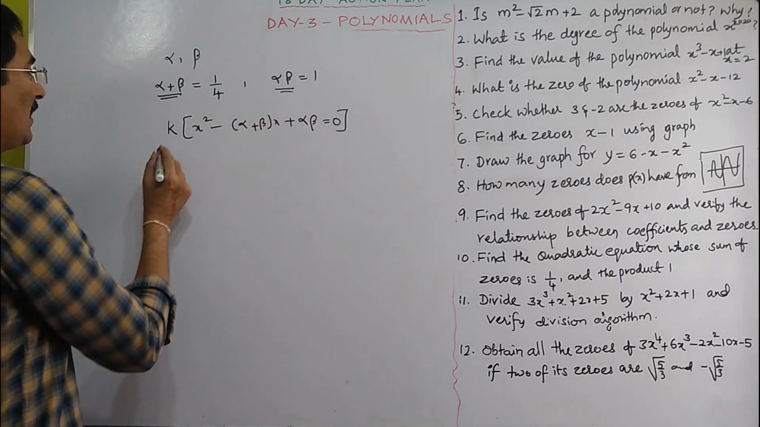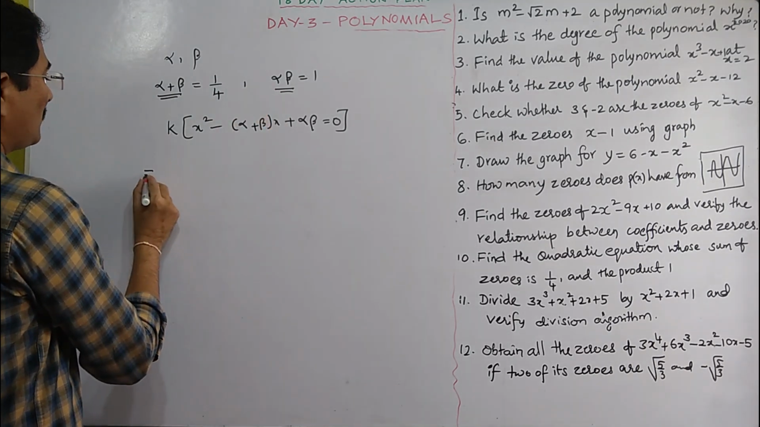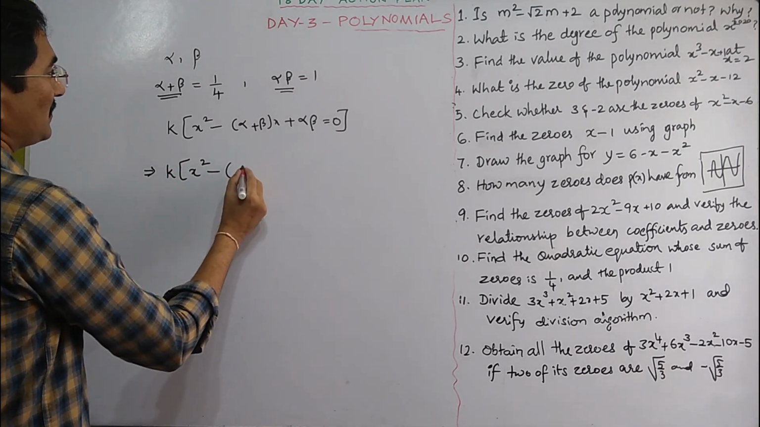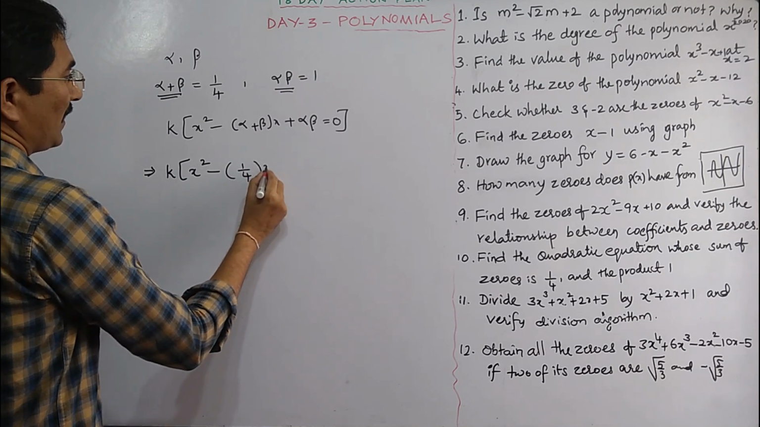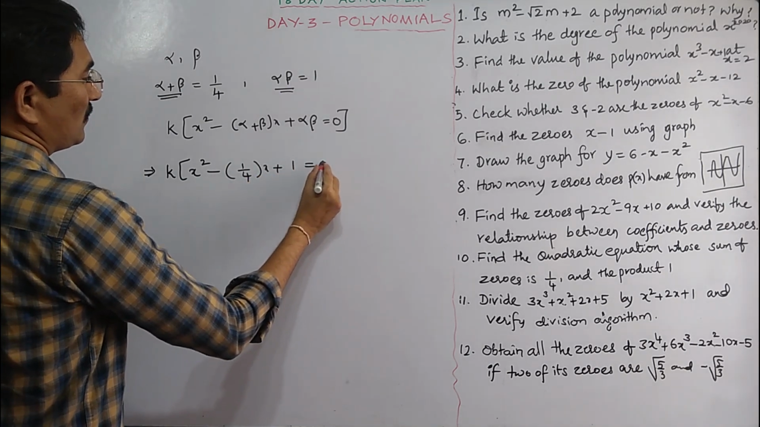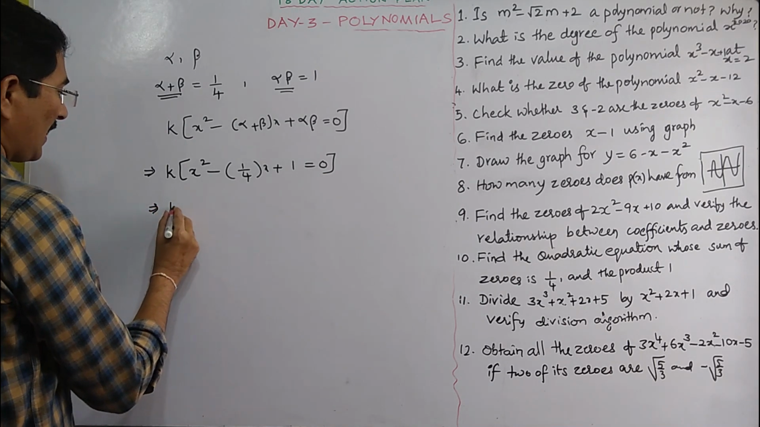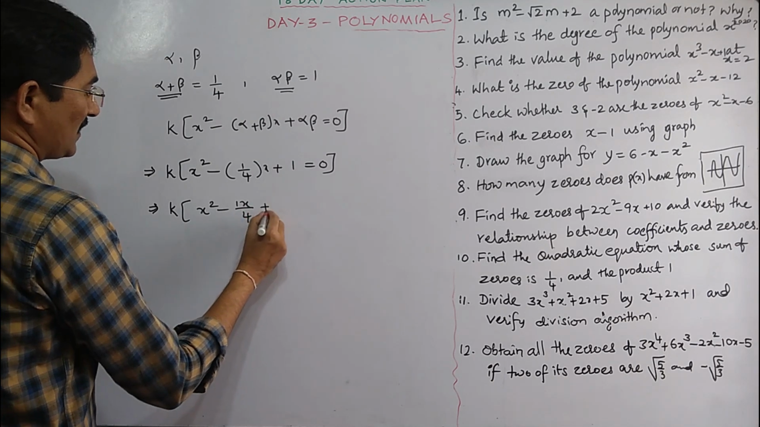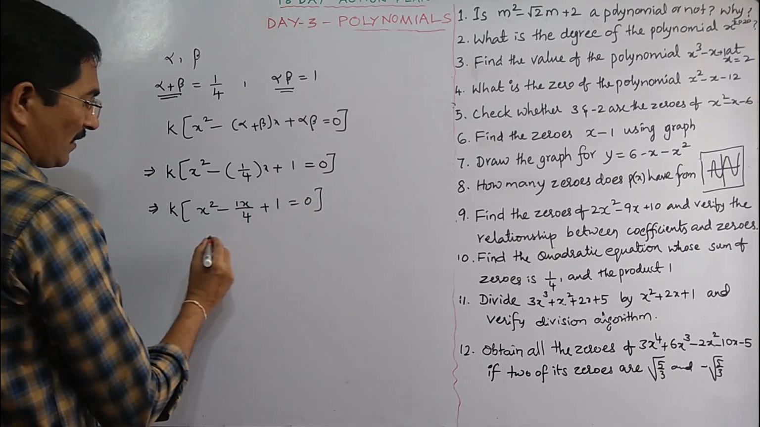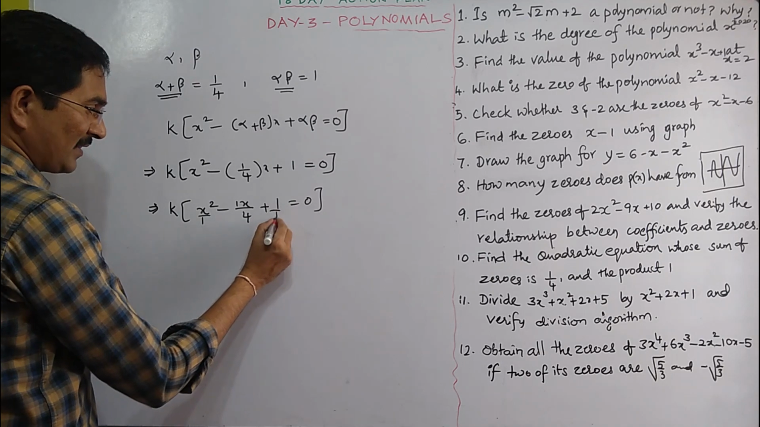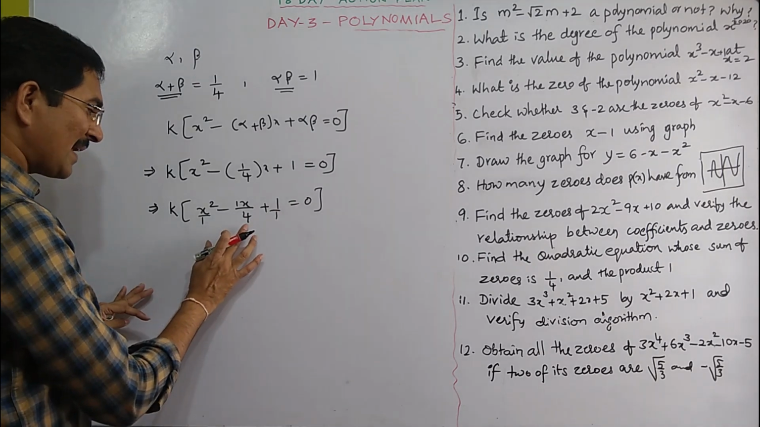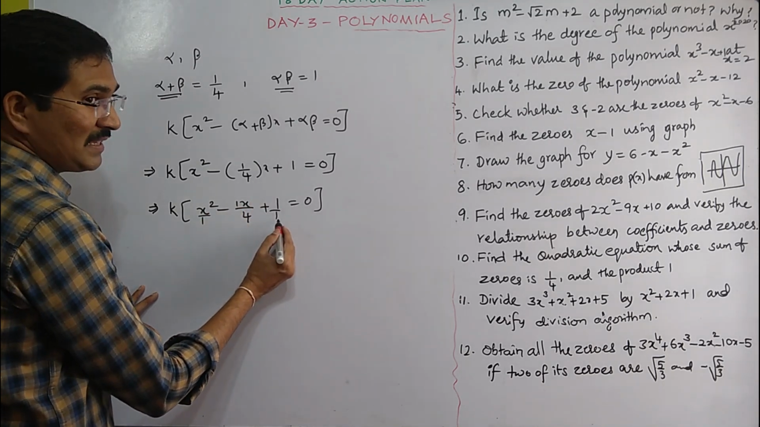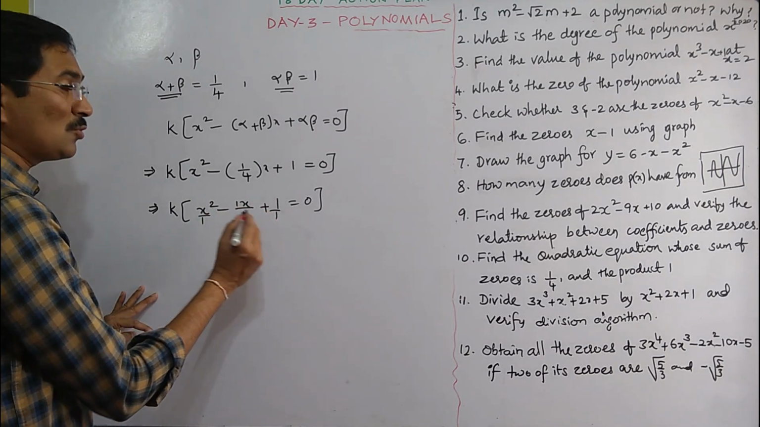Please be careful. Now substituting the above values in the given formula, k into x square minus of alpha plus beta, which is 1 by 4, of x plus 1 is equal to 0. Now k into this becomes x square minus x by 4 plus 1 is equal to 0. Now let us take LCM and apply this one to all. You can directly take k is equal to 4, but sometimes it may be trouble to you when this also happens to be a fraction. That is why I am telling you to take LCM.